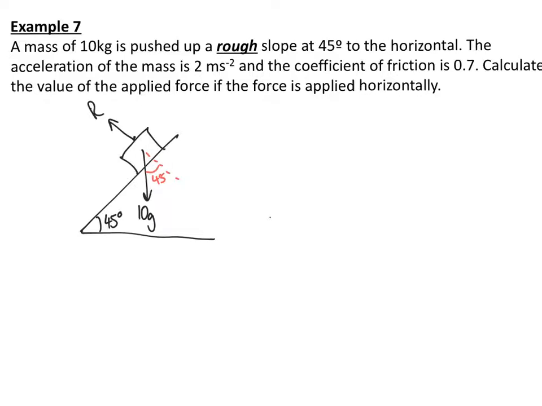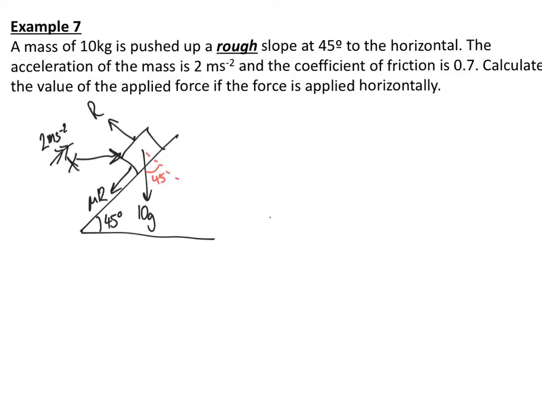So, what's next? The acceleration of the mass is 2 meters per second squared. So we can put that in, 2 meters per second squared. And the coefficient of friction is 0.7. Calculate the value of the applied force if the force is applied horizontally. Well, if it's going up the slope, our friction will be acting down the slope. So I'm just going to write mu R here. And the last thing is that we have a horizontal force. I'm just going to call it X.